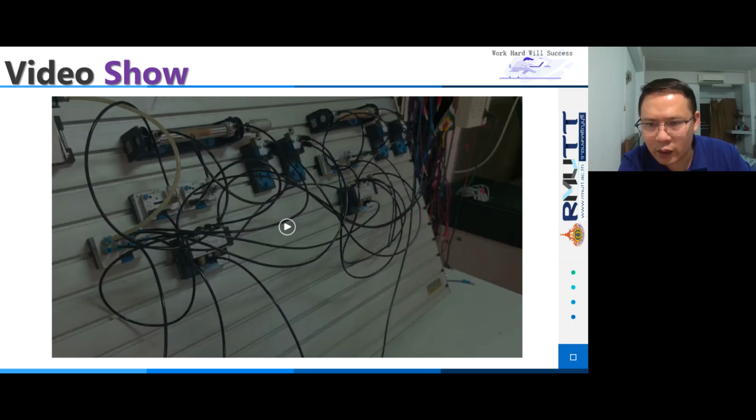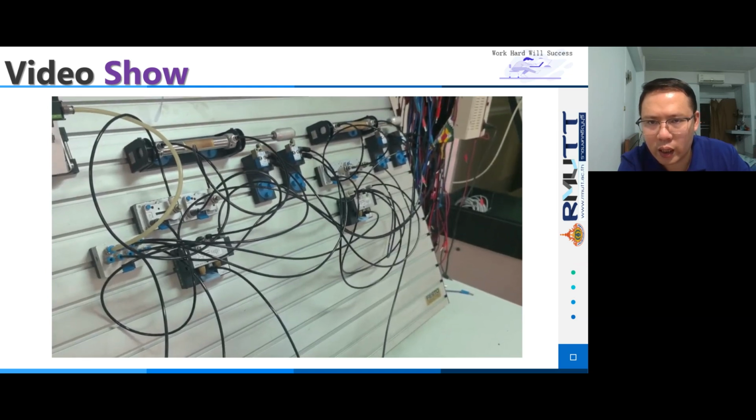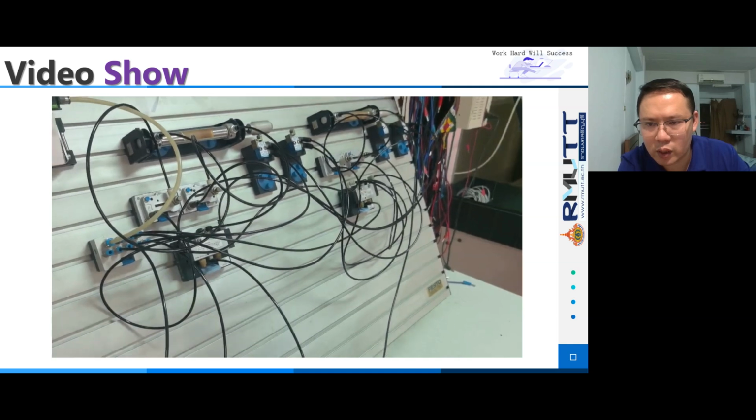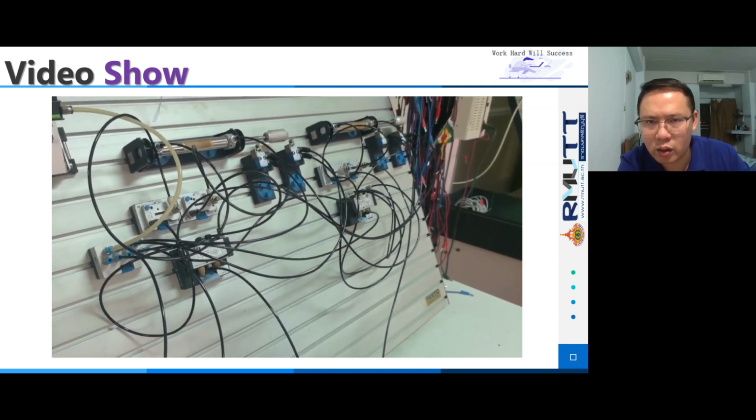In the electric system controlled by electronics, this is A, B. Let me say again. It's A plus, B plus, and A minus, B minus. It's okay.